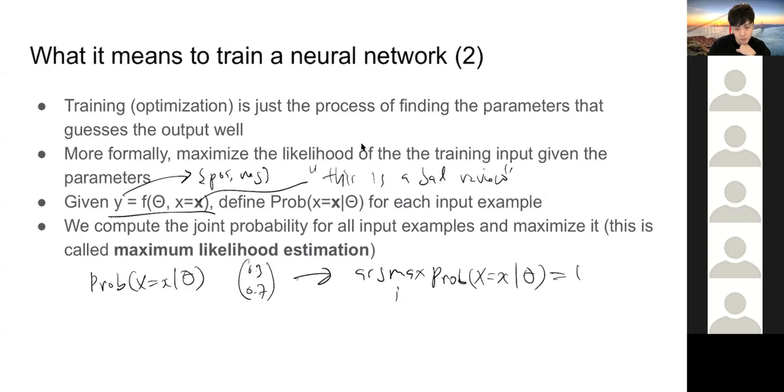So this was a probability for one instance of the training data, right? We're given input text X, and we have computed, given that single text, what would be the probability of that text being positive or negative. But because we have a lot of training data, what we want to do is generalize over all possible input data. So instead of just defining one probability for one example, we want to compute the joint probability for all input examples and try to maximize it. So this is what's called maximum likelihood estimation.